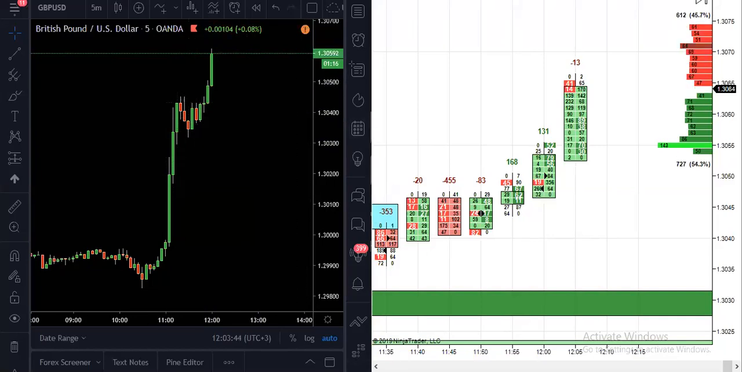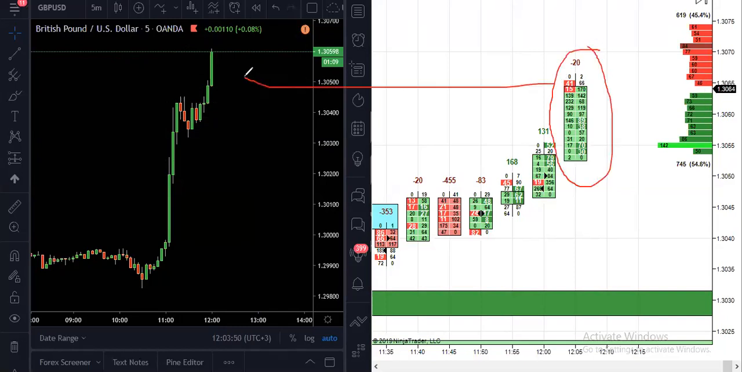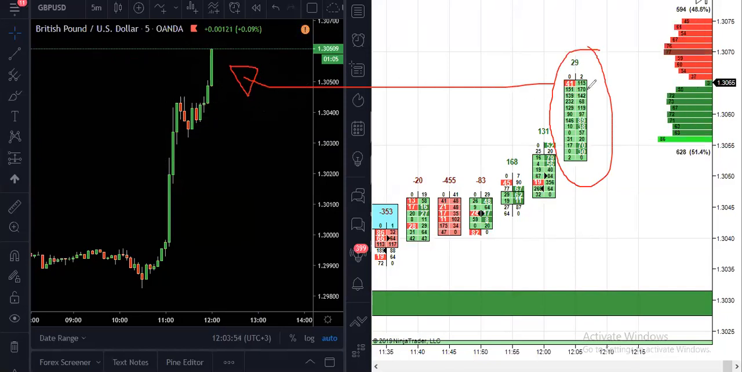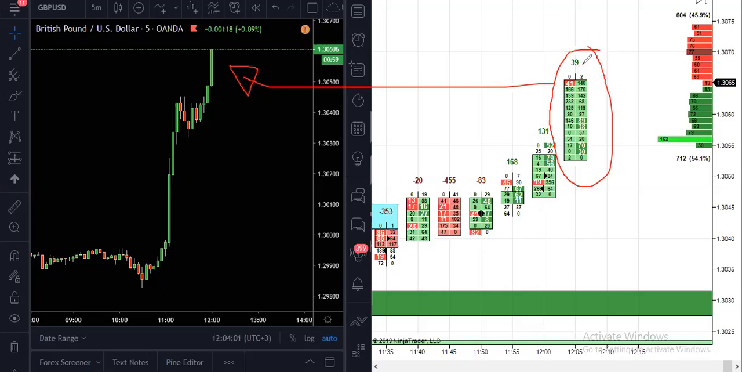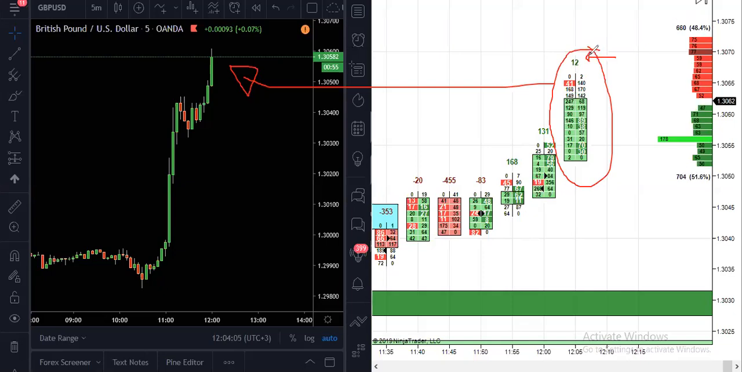What actually happens on the right is just a dissection of this particular candlestick. Within this candlestick, this is what is actually happening. We have buyers more than sellers, because you just look at the number here. It's called a delta. Delta is showing you the number of aggressive buying and aggressive selling.